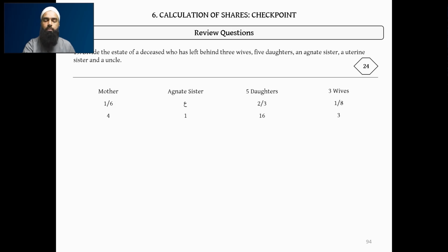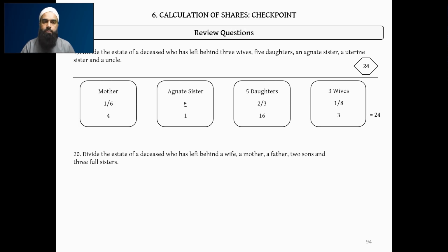The one you wouldn't be able to work out yet: you would add up 16 plus 4, which gives 20, plus 3 gives you 23. 1 left over from the 24 tells you the agnate sister's share, which is 1. So that's the way you would work it out. And that would be your 24 here.